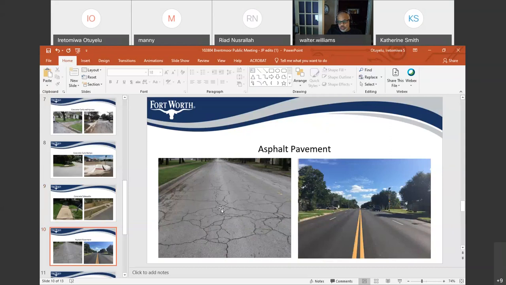Again, the picture on the left shows a damaged asphalt pavement on one of the streets. You can see all the cracks here, and it's missing some street markings. By the time our contractor is done with the project, it's going to look like the picture on the right with the appropriate street markings.